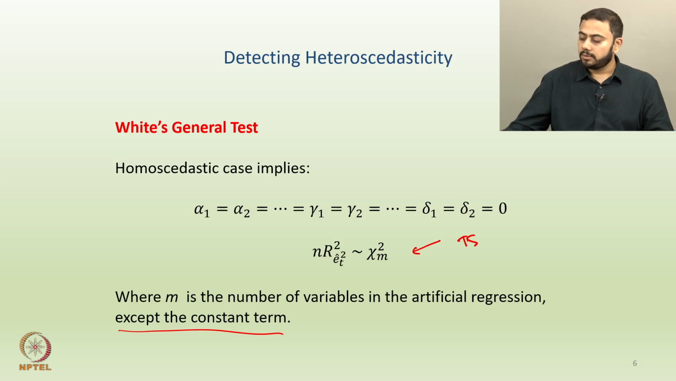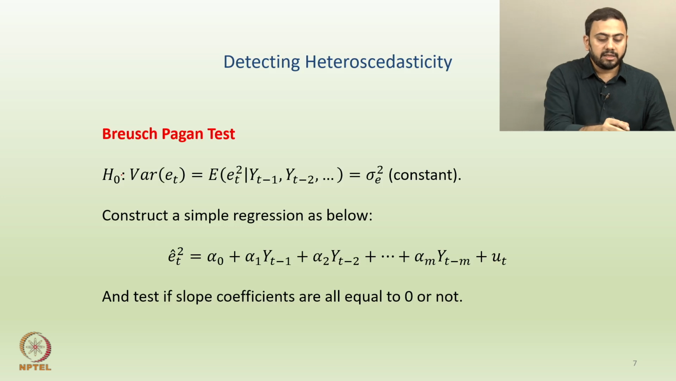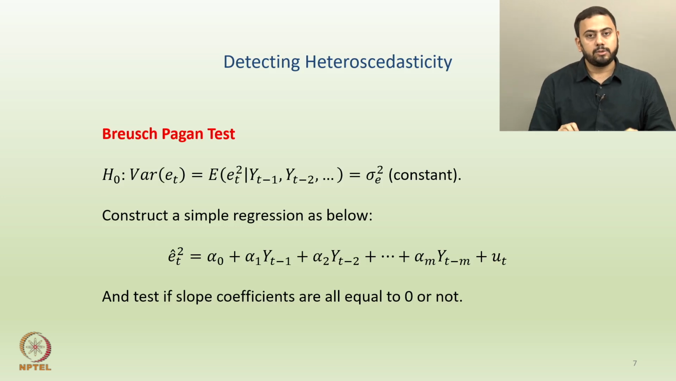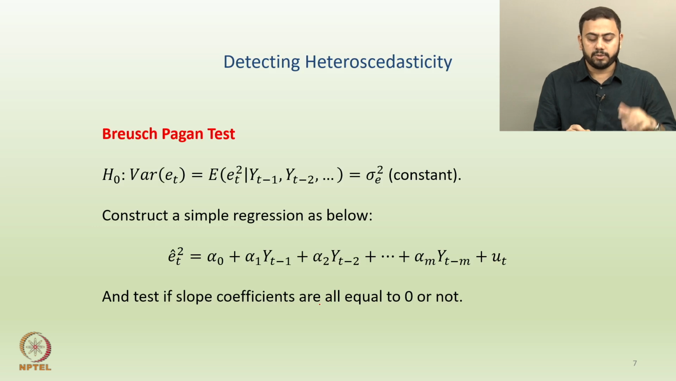So, this is pretty much the White's general test, and on the other hand you have another test called Breusch-Pagan. Again the idea is similar: under the null hypothesis, the variance should be constant. Here, the idea of how you construct the intermediate regression is slightly different. If you look at this closely, we are not basing our ET square hat values on any of the squared terms. Can you see that?